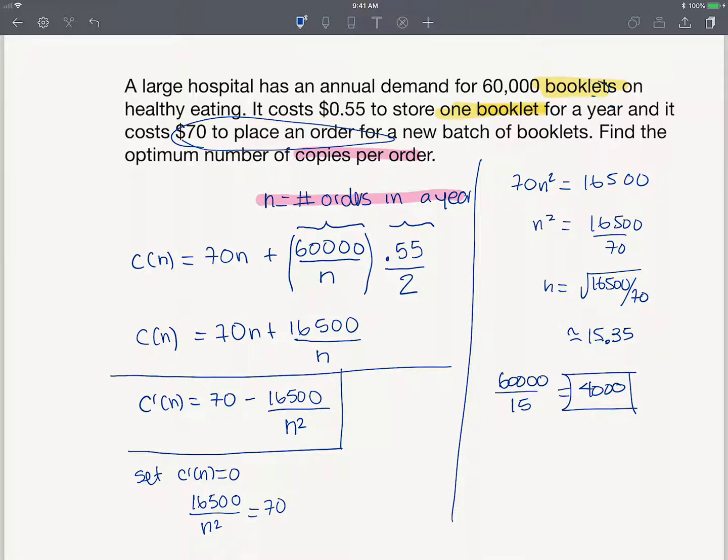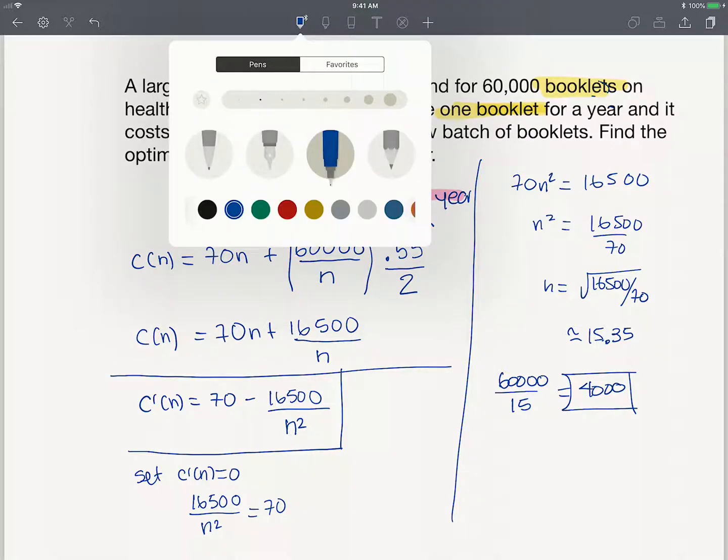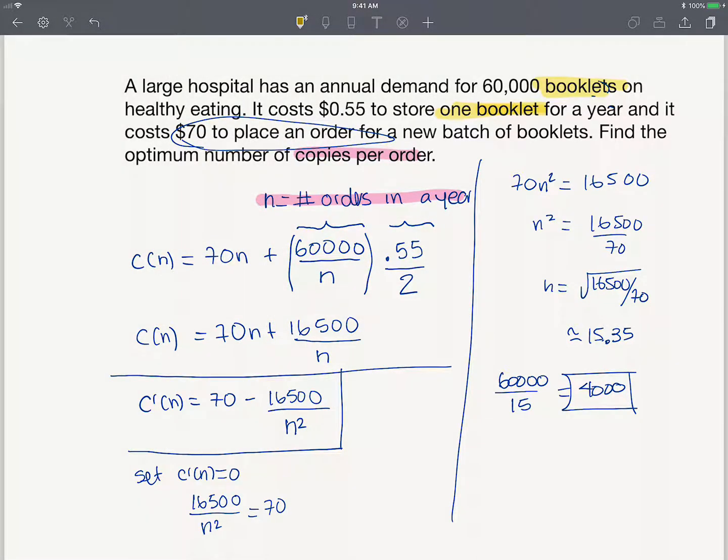So again, it's a little bit tricky. The setup is what makes this problem a little bit confusing. The setup is how do you come up with this function, right? This is a key point of it. So 70n, that part is clear, I hope. It comes from this, right? $70 in order for a new batch of booklets. Then each batch of books that you're going to order, since you want 60,000 per year, you're dividing that by n. n is the number of batches, the number of orders you're going to put in a year.